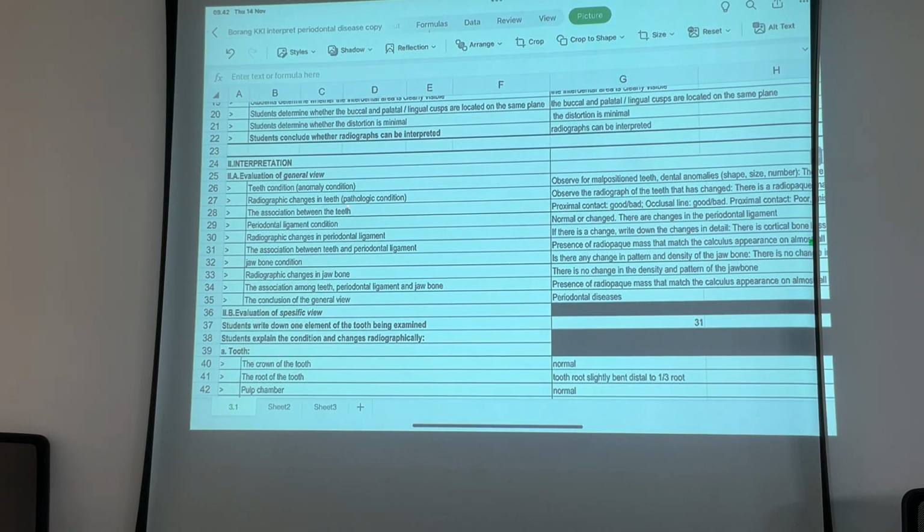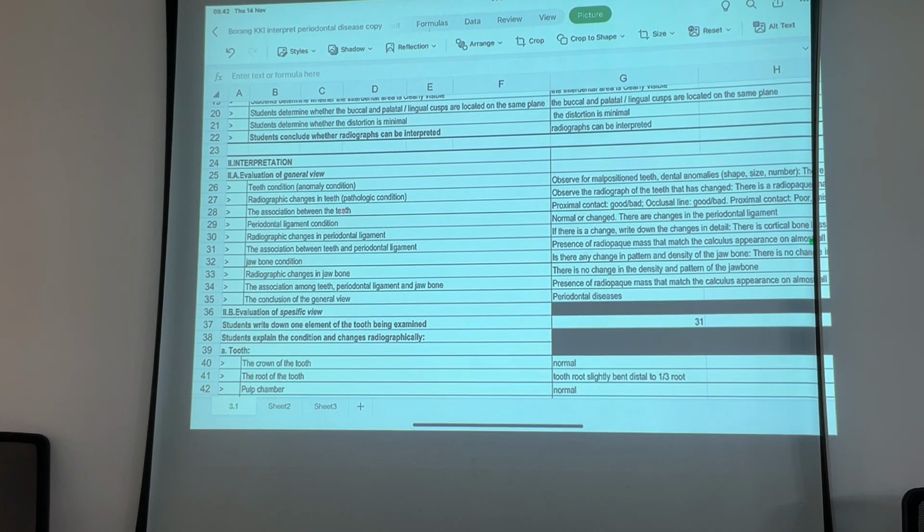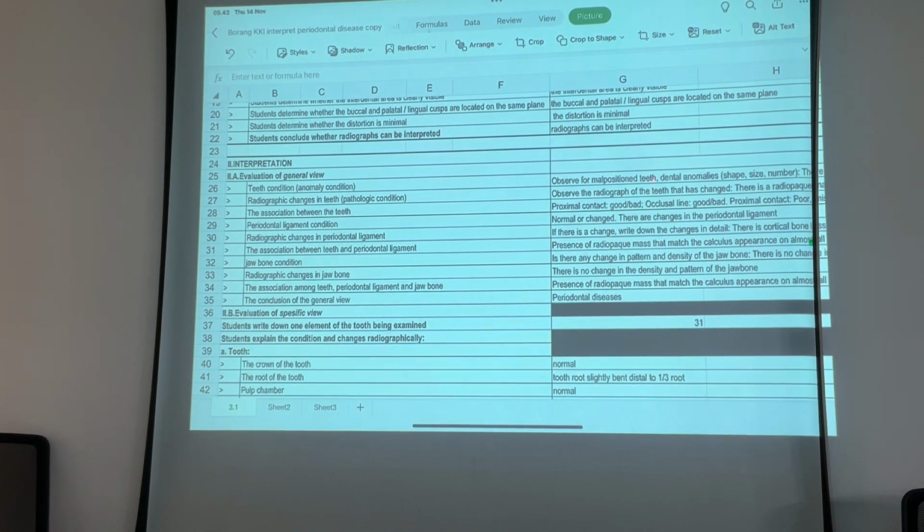Almost the same as last week. The general view includes teeth condition. Which one is the anomaly condition? In this row, we only write the anomaly condition, not the pathologic condition. The pathologic condition we write in the second row, such as caries or periodontitis and something like that. The teeth condition, such as the malposition of the teeth and dental anomalies, we write on the teeth condition.